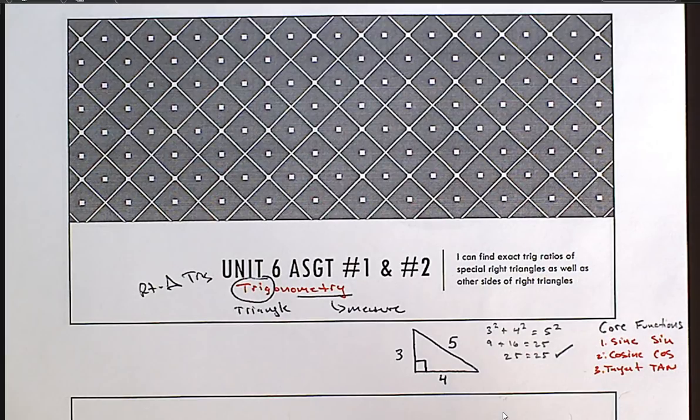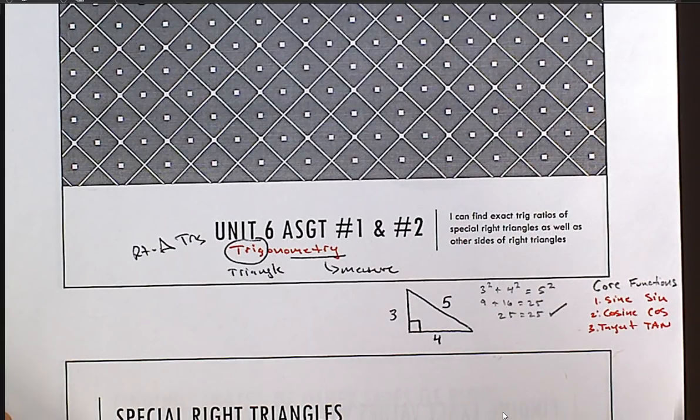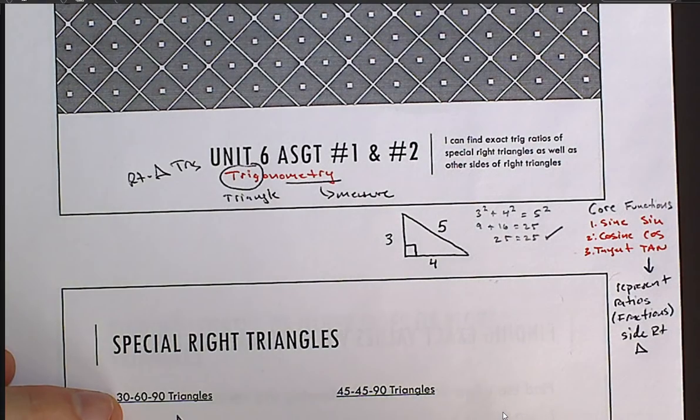Really, just for review purposes, what are sine, cosine, and tangent? They represent ratios. What are ratios? Remember, ratio is just a fancy word for fractions. They represent ratios of the sides of the right triangle, and that's what we're going to focus on. So sine, cosine, and tangent represent fractions or ratios of the right triangle.